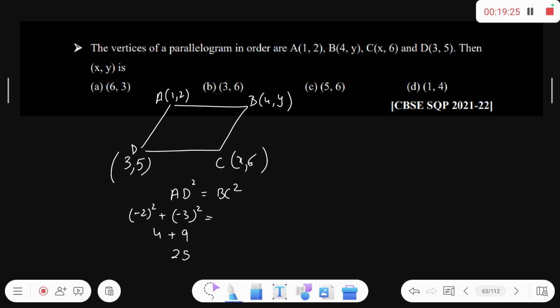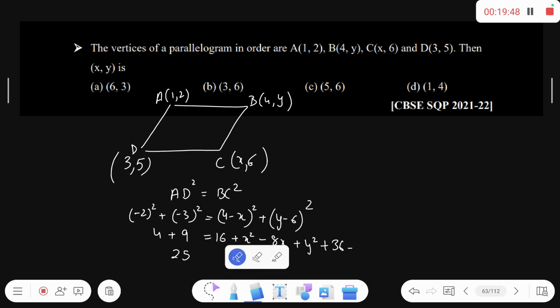And on this side it is (4 minus x) whole square plus (y minus 6) whole square. This is 16 plus x square minus 8x plus y square plus 36 minus 12y, or you can leave it as it is also, no need to solve it.